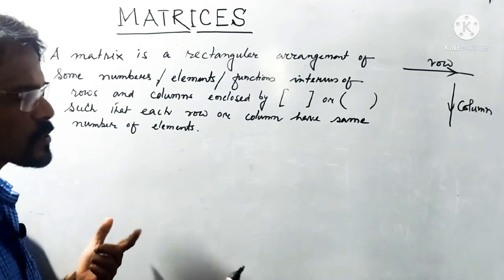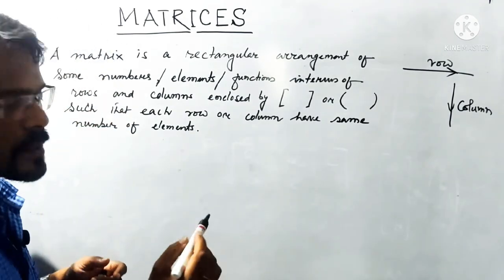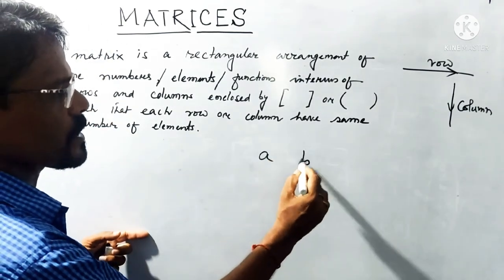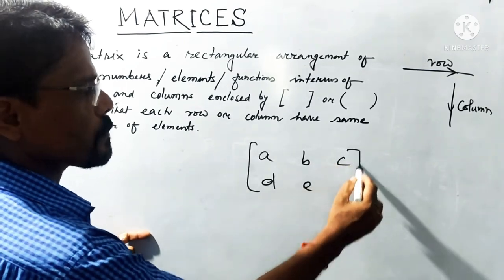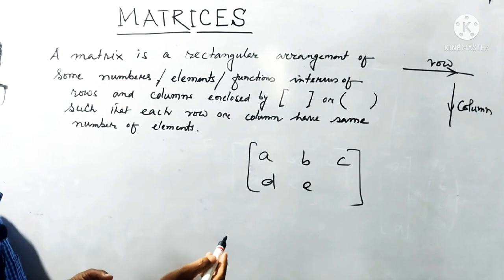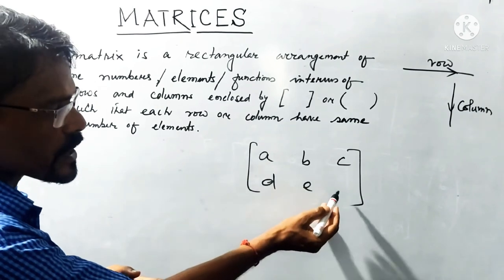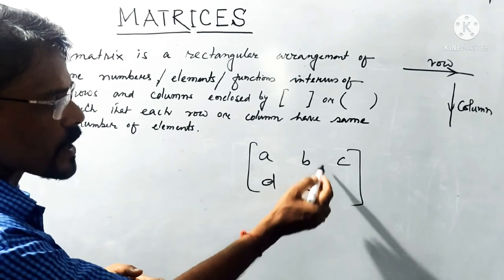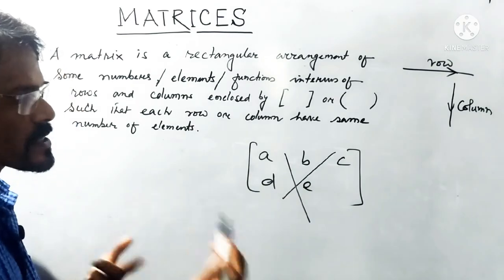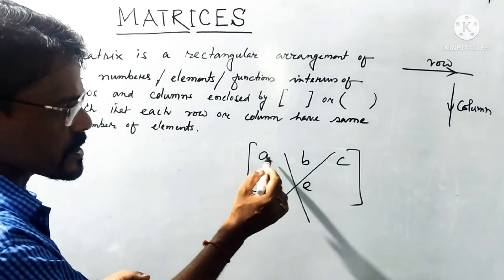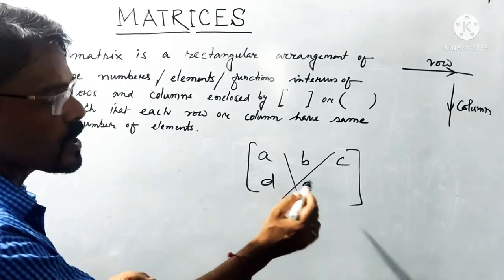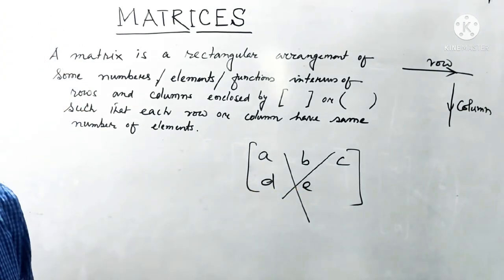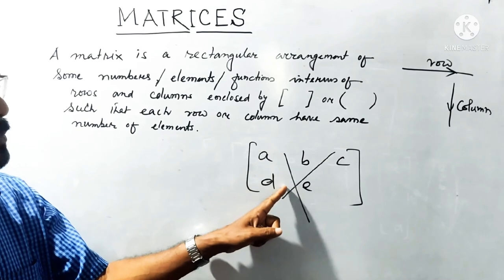Students, you see, suppose if you take an example like A, B, C, D, E within the bracket, this one, is it a matrix? No, because there is no element in this place. That's why this is not a matrix. Or you can say like 3 elements in the first row, but there are only 2 elements in the second row. That's why this is not a matrix. So this is the important point in the definition of a matrix.